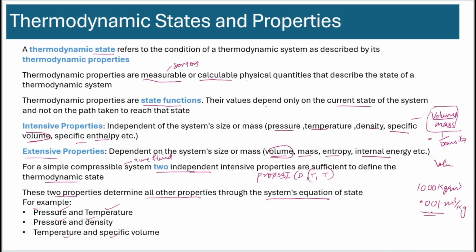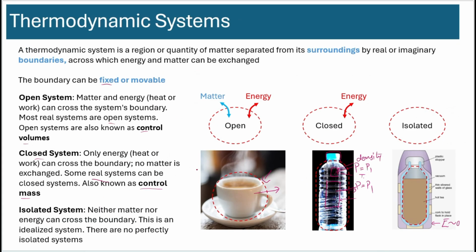So if you look at this bottle and assume that that's the density of water, the specific volume will not change. It will be 0.001 meter cube per kilogram. But the volume definitely changes depending on how you select the boundary.